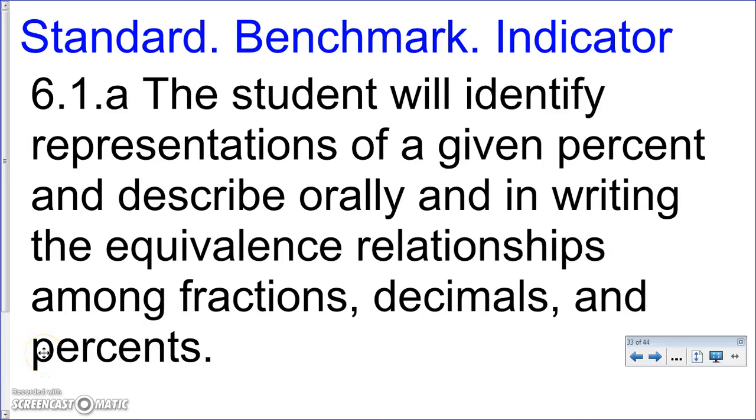Today we will be working on percents. Please copy down the standard benchmark indicator on a clean page in your math notebook. The student will identify representations of a given percent and describe orally and in writing the equivalence relationships among fractions, decimals, and percents.